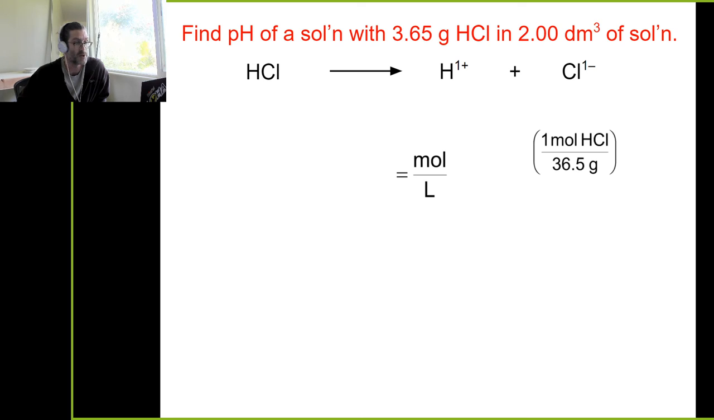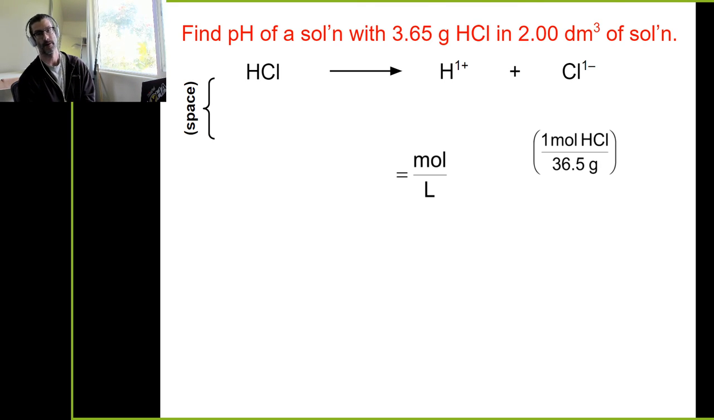Find the pH of a solution with 3.65 grams of hydrochloric acid in 2.00 cubic decimeters of solution. Does anyone know how many liters are in a cubic decimeter? So a cubic decimeter is a cube that's 10 centimeters on each side, so it's 10 centimeters by 10 centimeters by 10 centimeters. So there are 1,000 cubic centimeters in a cubic decimeter.